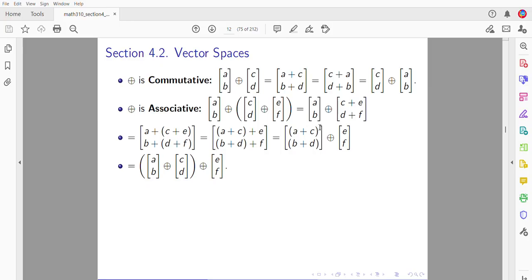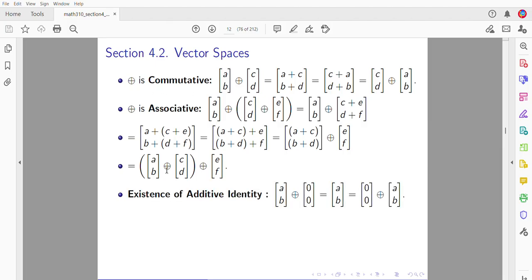Vector (A plus C, B plus D) is in turn vector AB ⊕ vector CD, then later ⊕ vector EF. In other words, notice the parenthesis, the initial parenthesis moves to the left. So ⊕ is indeed associative.